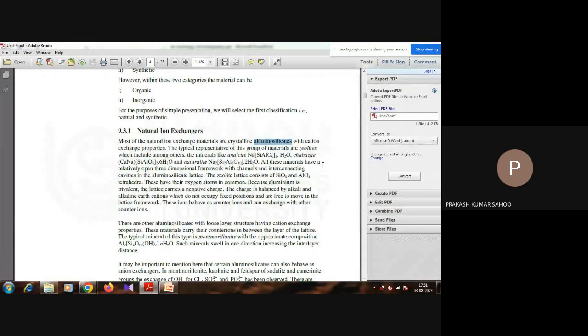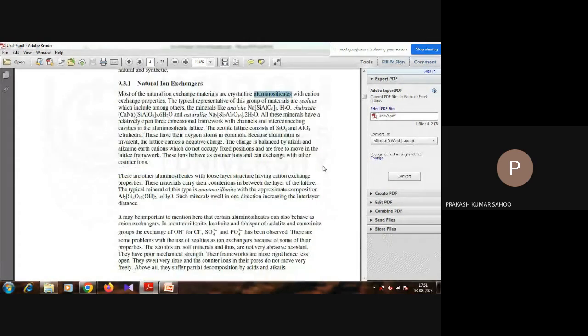All these minerals have a relatively open three-dimensional framework-like structure with channels and interlocking systems and with interconnecting cavities in the aluminosilicate lattice. These zeolite lattices consist of SiO4, silicon tetroxide, and aluminium tetroxide tetrahedra. Here, AlO4 is very much unstable, but Al2O3 is stable. So that's why this is a networking-like structure or interconnecting channel-like structure. These have their oxygen atoms in common. And we have the structure that is NaSiAlO6.